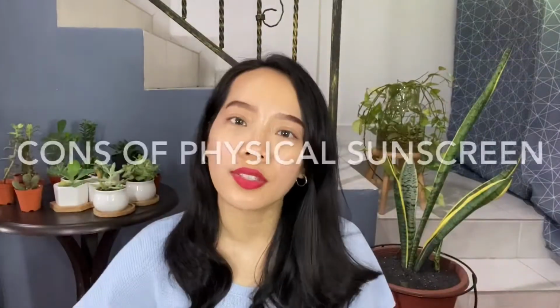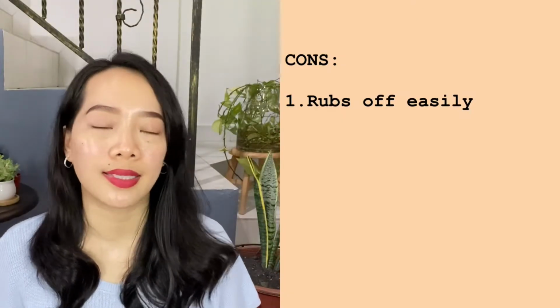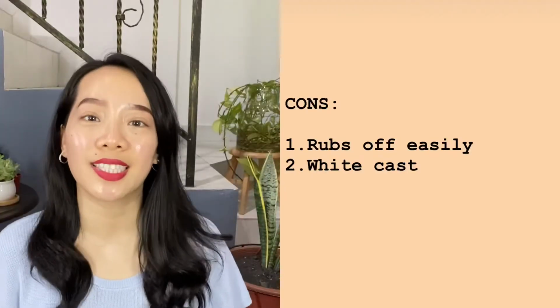Okay, so the cons of a physical sunscreen pula. So the first one is that it rubs off or it rinses off quite easily. So you have to reapply it every time it gets wet or it gets rubbed off. So you have to reapply constantly. Okay, the second one is a very famous problem of a physical sunscreen is that it gives a white cast to your face.